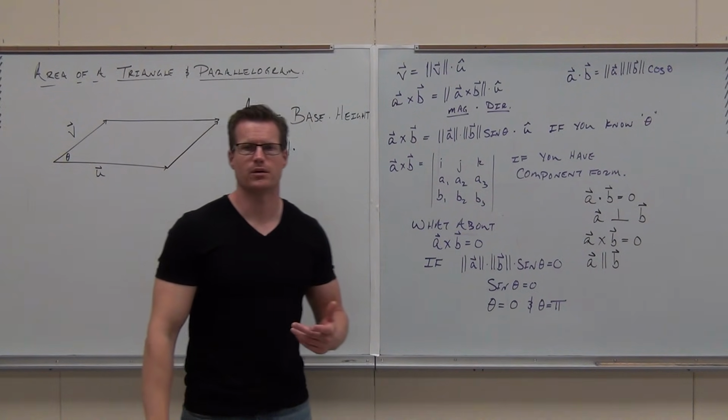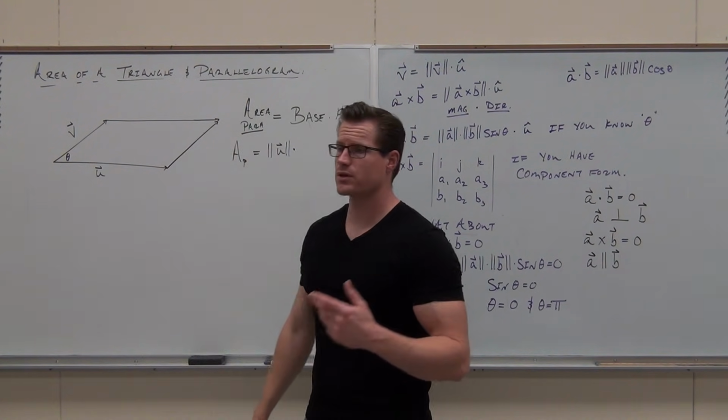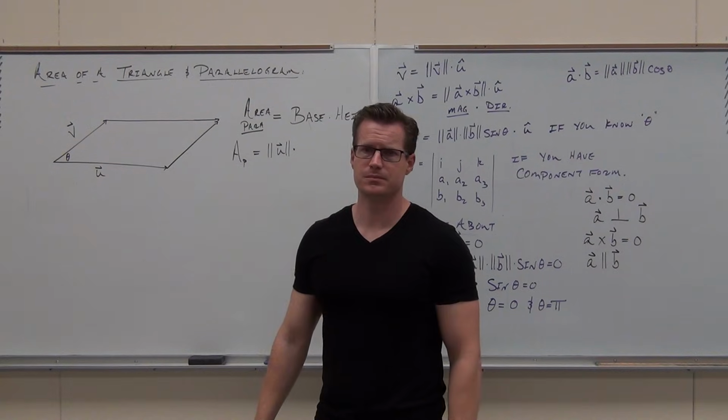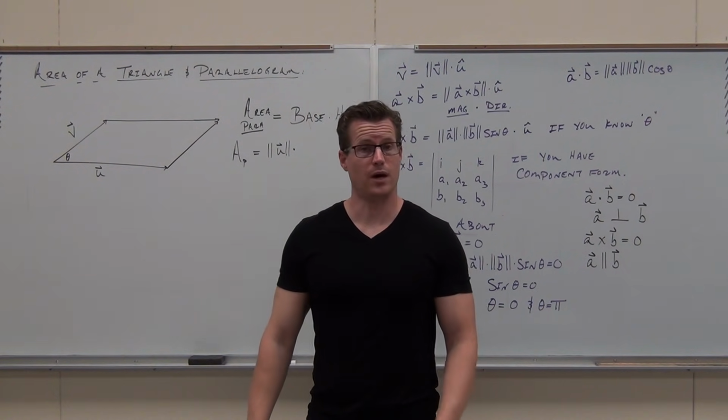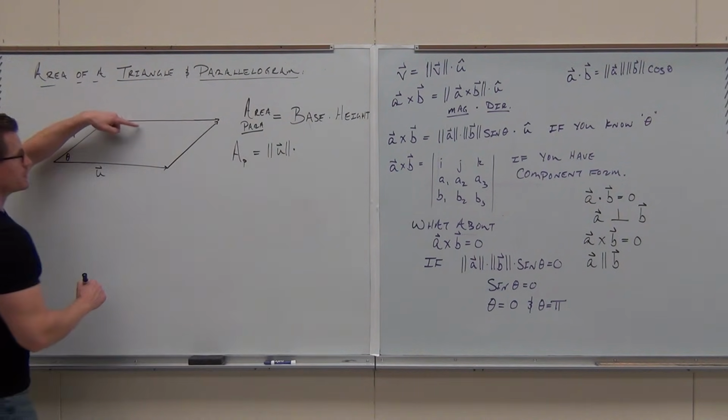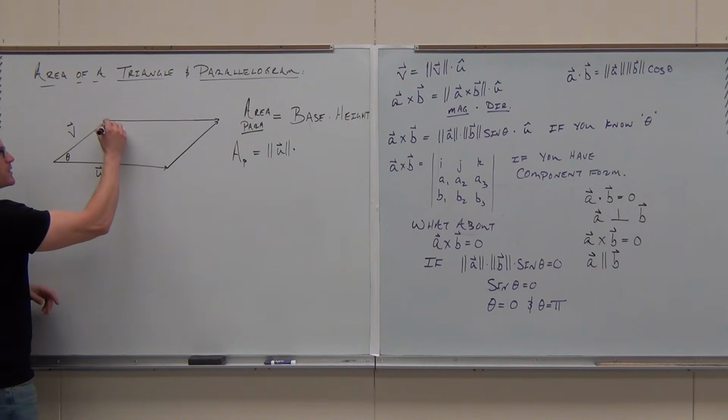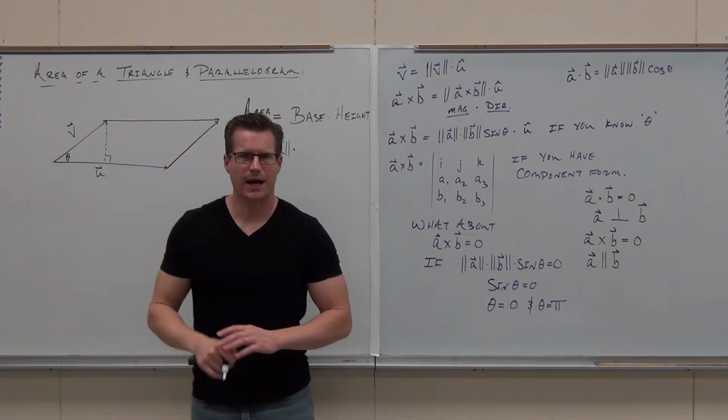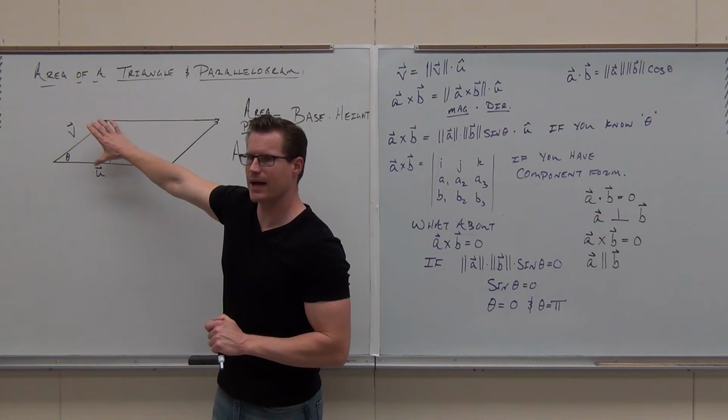Times the height. Now, okay, wait a minute, the height. True or false, the height is the magnitude of v? False. No, the height has to go from here to here. Or in other words, if I drop this, if I drop that, the height would be the distance of that dotted line. That's what the height is.